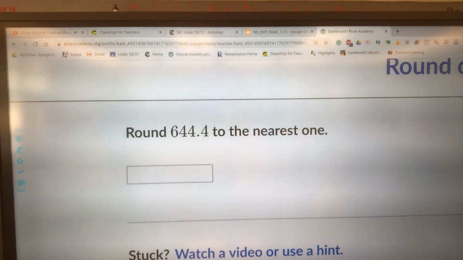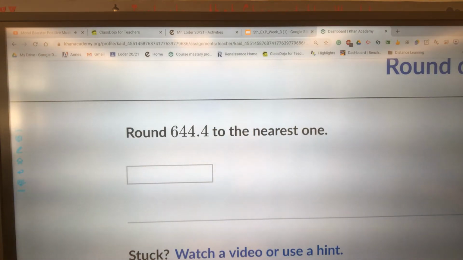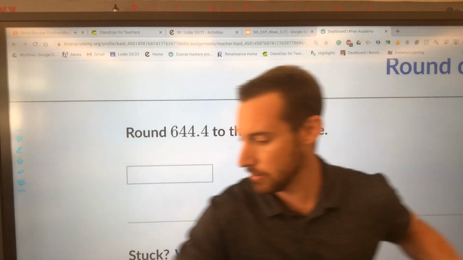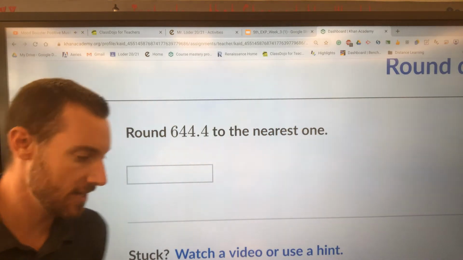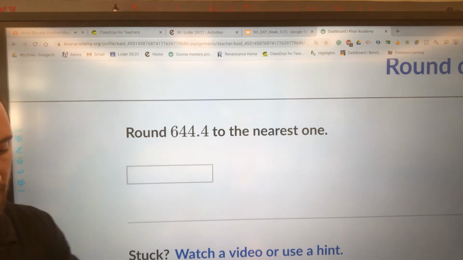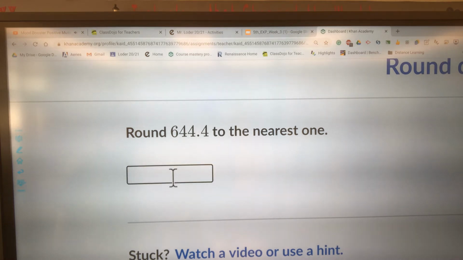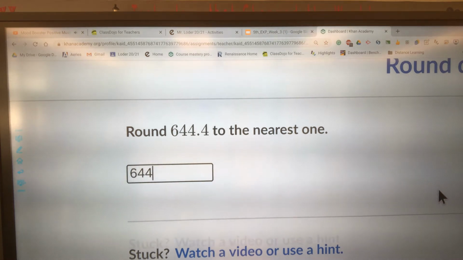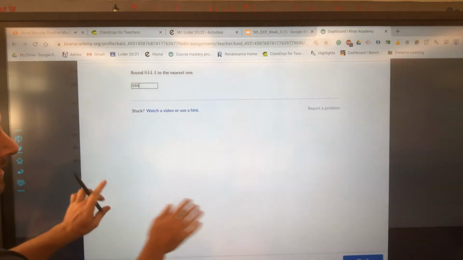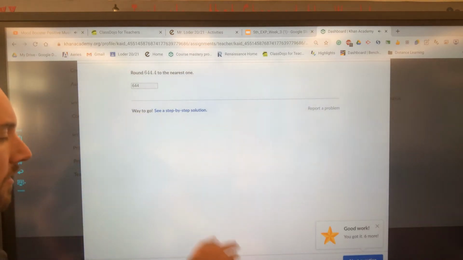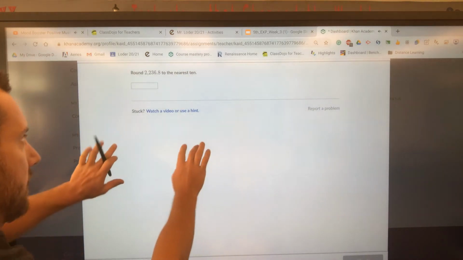And let's do the next one. We're going to do quite a few today, just to make sure we understand, because rounding really is a simple idea, but it just takes a little bit of practice. So our answer here is 644. And then I probably need to make it smaller. There we go.